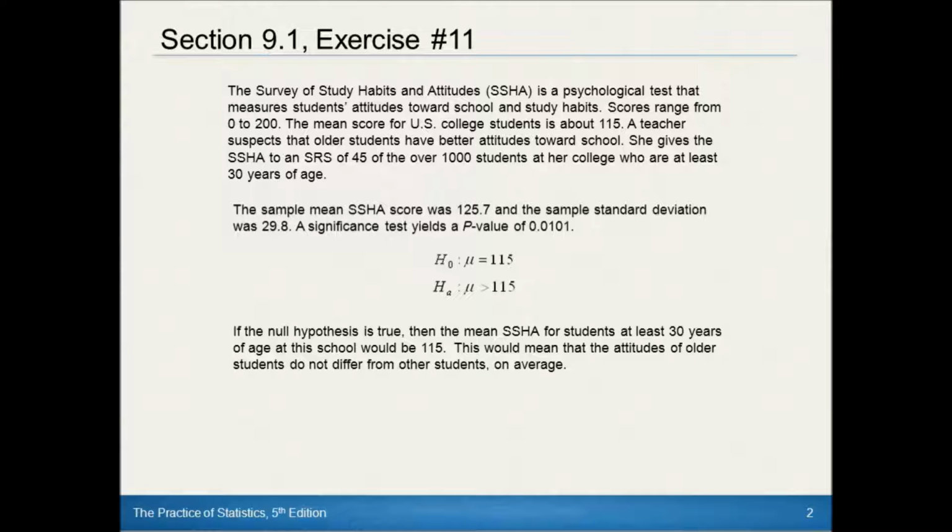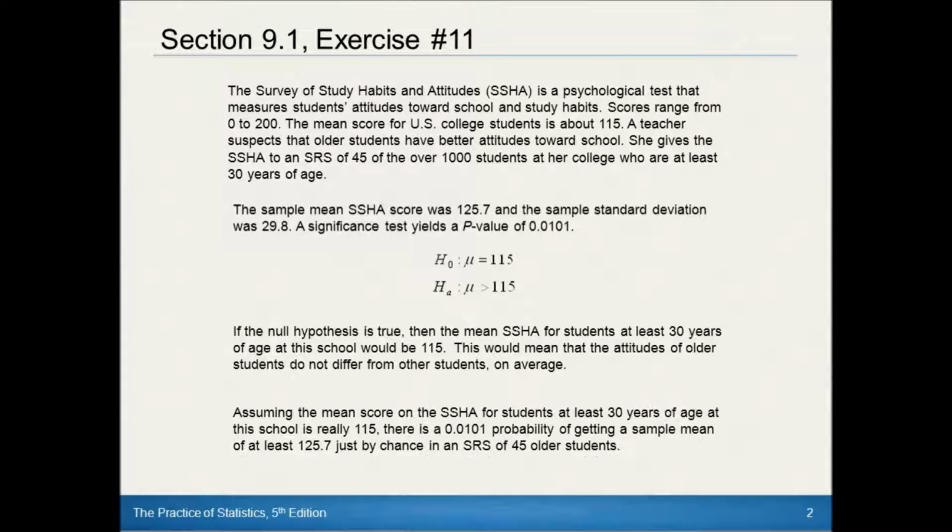To interpret the p-value, this says that assuming that the mean score is in fact 115, then there is about a 0.0101 probability of getting a sample mean of at least 125.7 just by chance in a simple random sample of 45 older students.